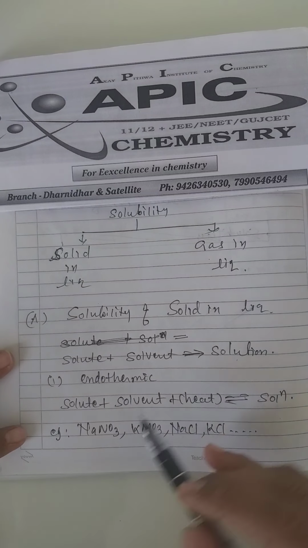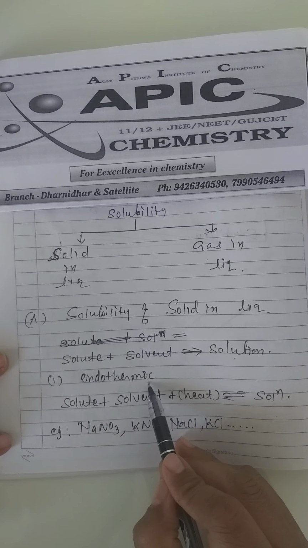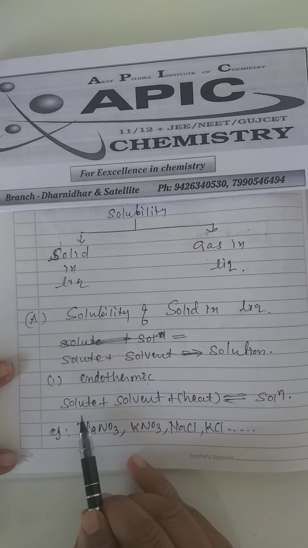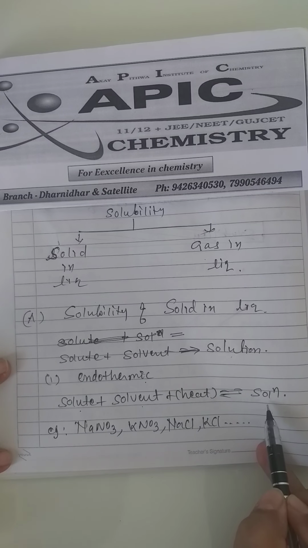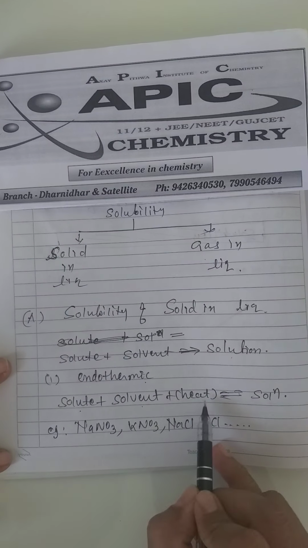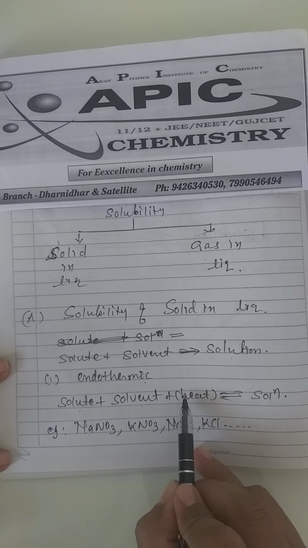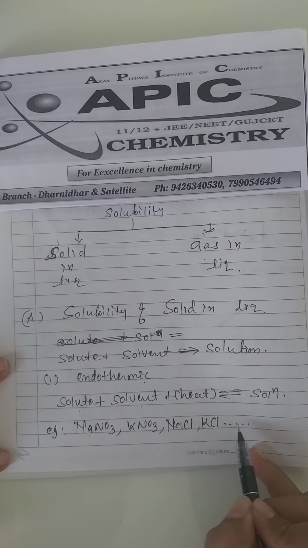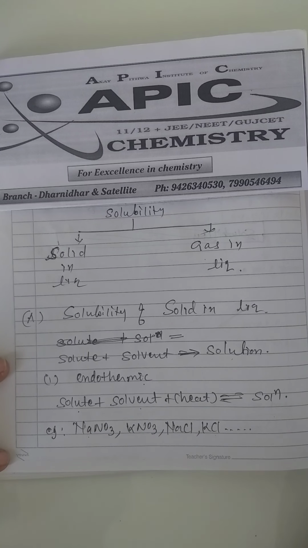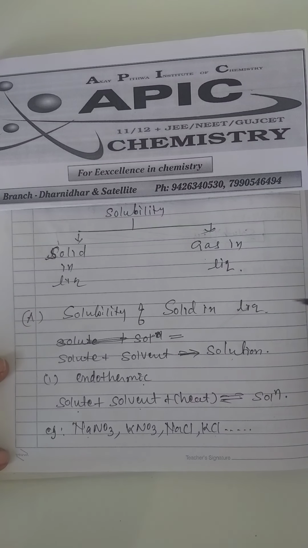Okay, so let's take the first case, that is an endothermic solution. Suppose solute plus solvent, and we supply the heat, and that makes a solution. So you can see it is an endothermic solution. The examples are NaNO3, KNO3, NaCl and KCl, etc. But now what do we want to discuss here? We want to discuss the Le Chatelier principle.